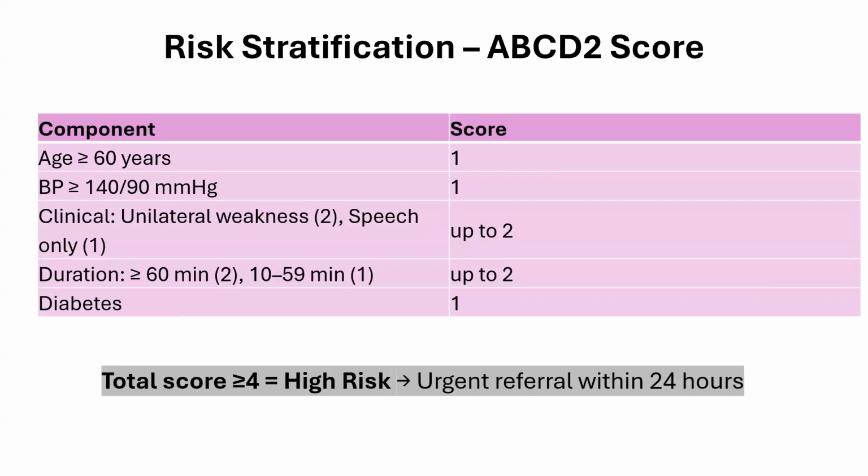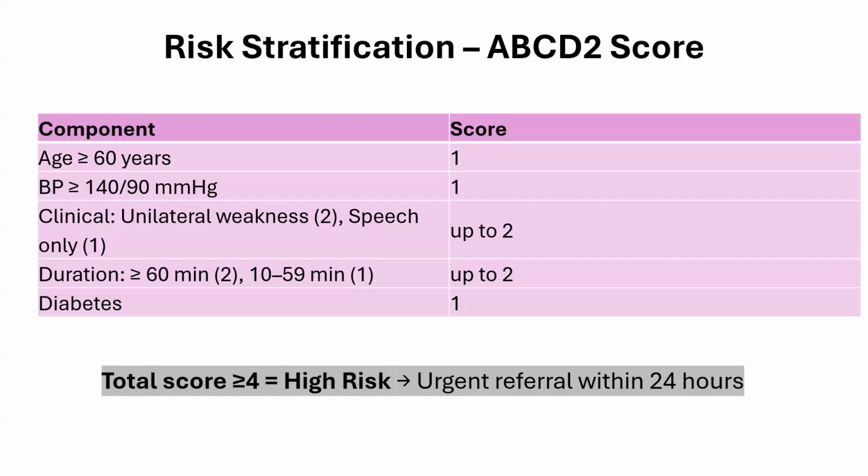That is, if the patient has unilateral weakness, we give a score of 2, and if speech only is affected without any neurological deficit, then the score will be 1. Then duration greater than 60 minutes, score will be 2, and between 10 to 59 minutes, score will be 1. Diabetes, we give a score of 1. So altogether, the ABCD squared score will obtain a score out of 7. And if there is a total score of greater than or equal to 4, we say there is high risk.